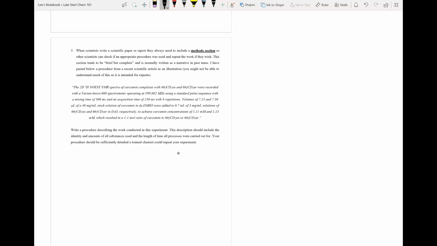Whereas when you read a method section written by a scientist, it will say, we baked. It's all in the past tense. We mixed whatever might be going on. It's like describing an experiment that has already been done. So it is not a list of instructions for something that's going to be done in the future.